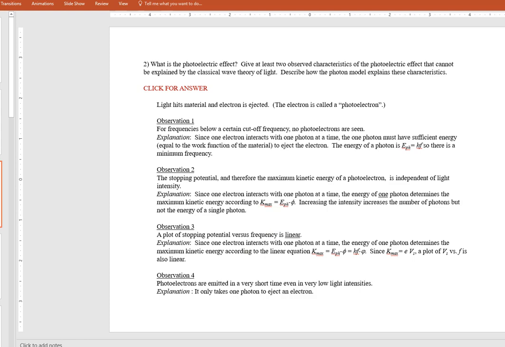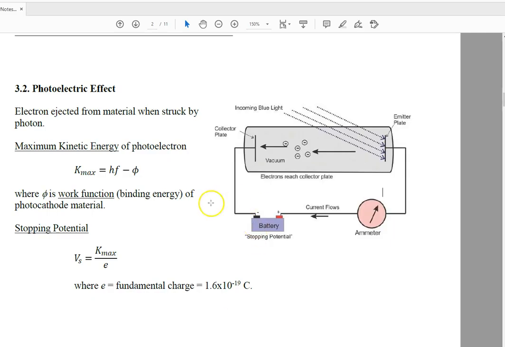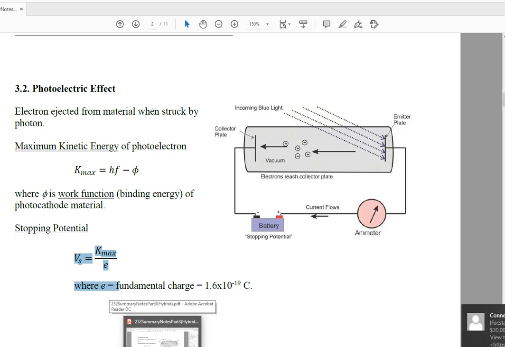In addition, let me go back to the summary notes. We have a way to determine Planck's constant with this equation right here, and the work function of the material, remembering that the stopping potential is that maximum kinetic energy over the fundamental charge. So, wow, this was a really successful explanation of what was observed.